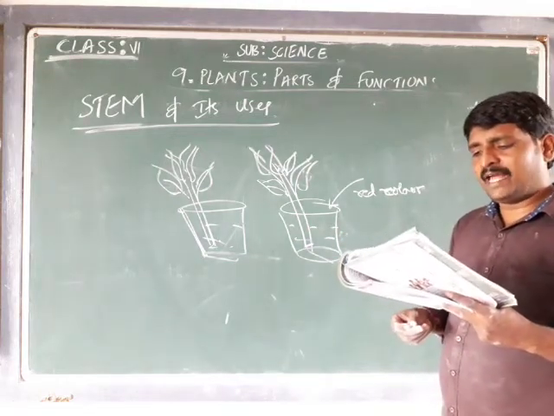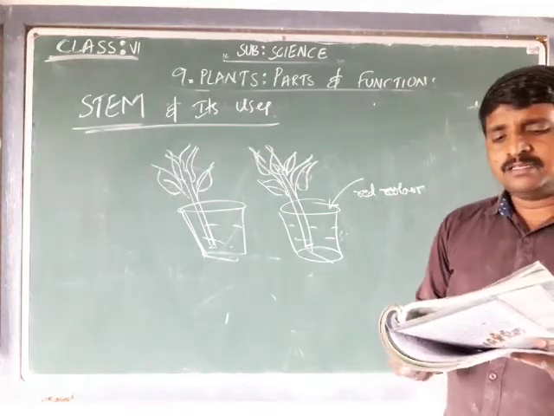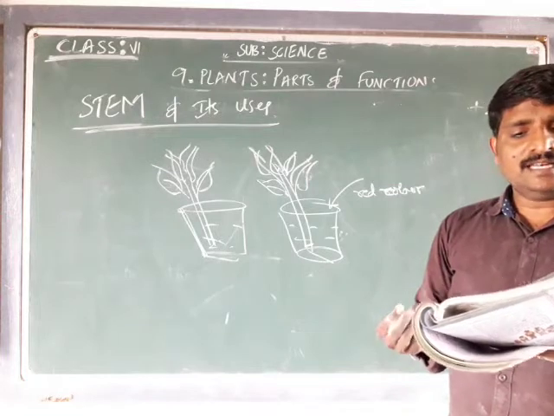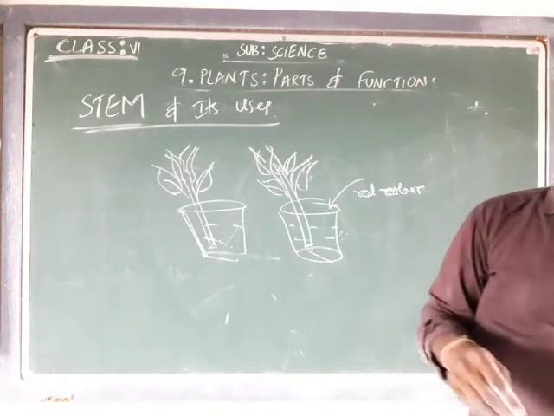Take the stem of the plant which was kept in the water with the red ink and cut a small section transversely with a sharp blade. Take the help of the teacher to do that.